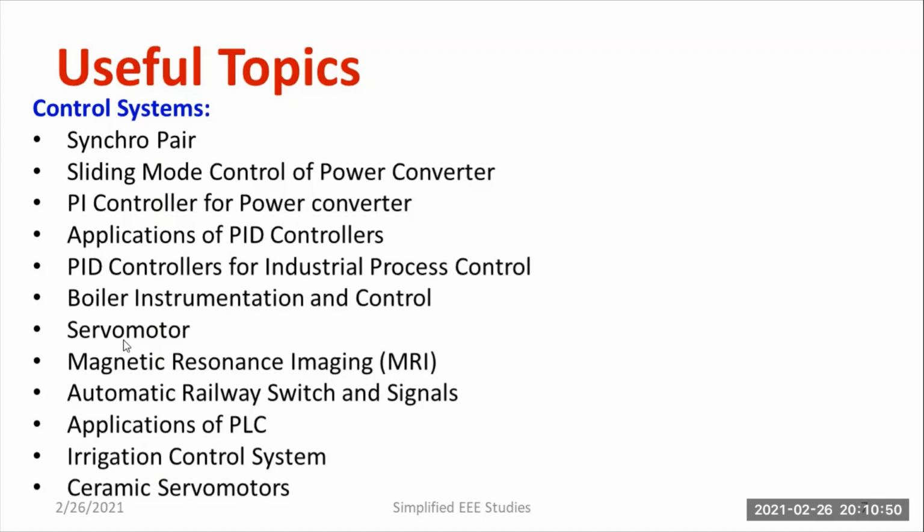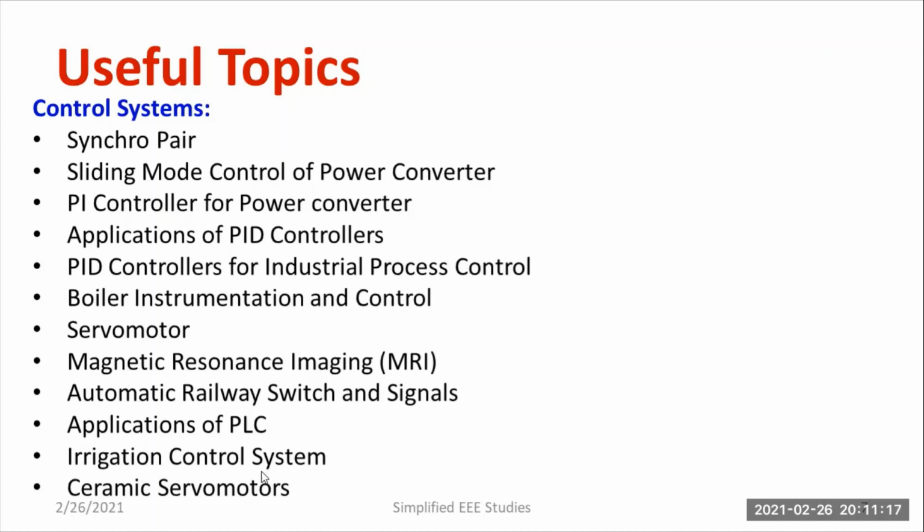Then servo motor, servo mechanism, everything you can explain neatly. MRI, what do you mean by magnetic resonance imaging? One of the biomedical applications. Automatic railway switch and signals. You can use some kind of simulation by using PLC, then it becomes quite interesting. And for interviews also, it will be helpful for you. Regarding the applications of PLC, find out any application and try to explain by using a ladder diagram.